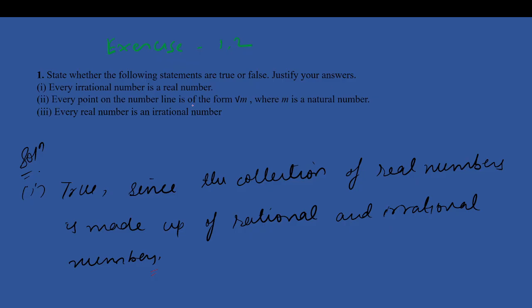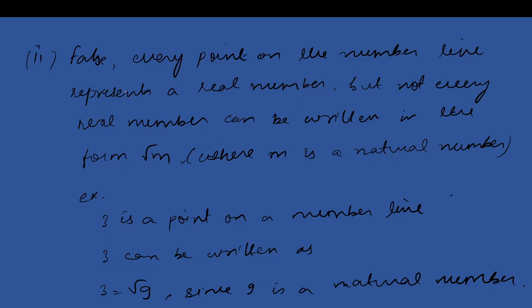Now look, this is important. Every point on the number line is of the form root m, where m is a natural number. This is false. Why? Every point on the number line represents a real number, but not every real number can be written in the form of root m, where m is a natural number. How? We'll show this.